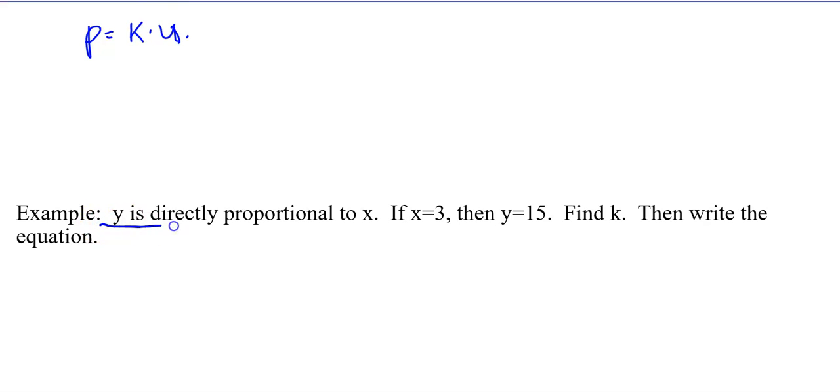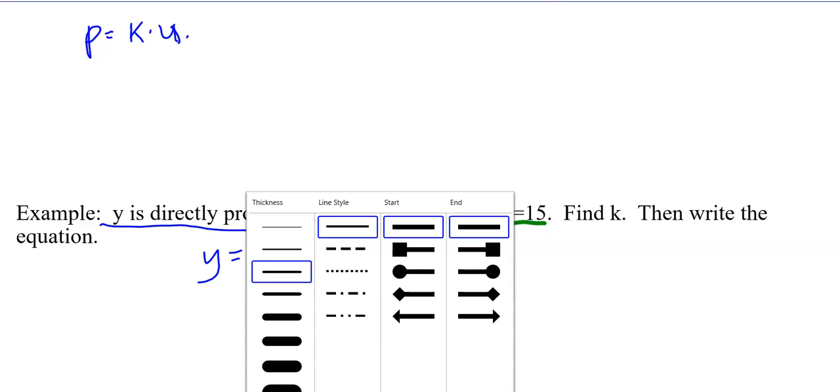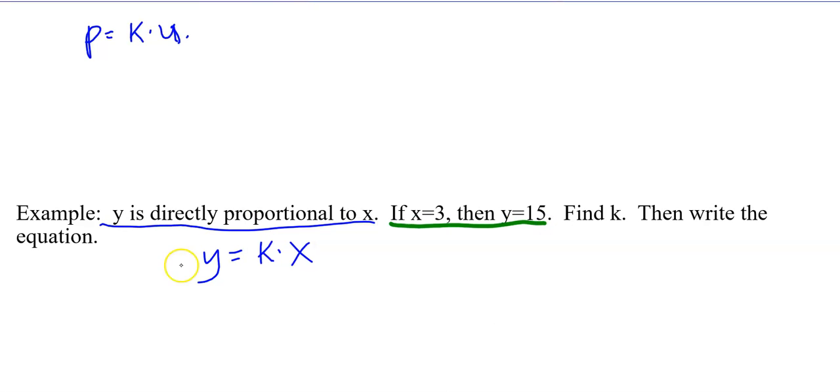It starts with Y is directly proportional to X. So I'm going to write my equation. Y is K times X. So that's a directly proportional kind of problem. It says if X equals 3, then Y equals 15. So in this case, we're going to plug in X and Y. Y is 15, K we don't know yet, and X is 3. We'll solve that for K. It takes one step. Divide by 3, you get K equals 5.